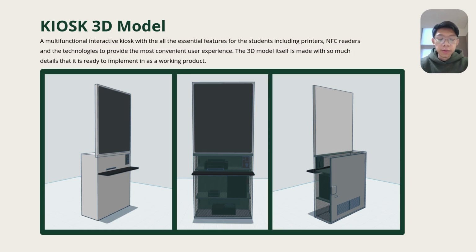Additionally, there's a tray table at the front, and on the back, there's a security door paired with a lock and a ventilation vent. So whenever we want to access the CPU, printers, and power supply units, we can just open the lock like a door, and then access the internals of the kiosk.